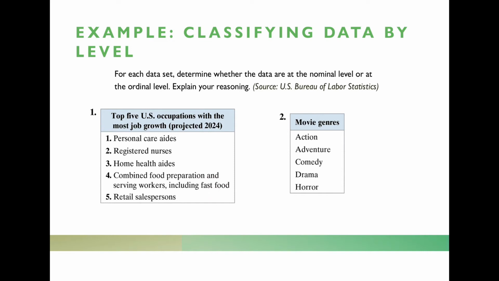So there's some semblance of order we can give them. Movie genres: action, adventure, comedy, drama, horror. Well, those are simply categories. There's no natural order that we can give to these. They simply represent different movie genres. So these would be nominal in nature.